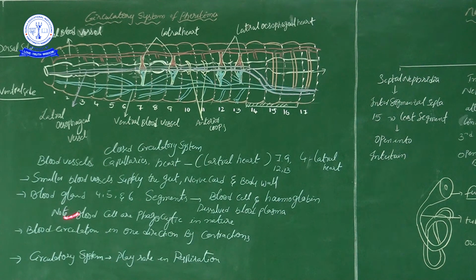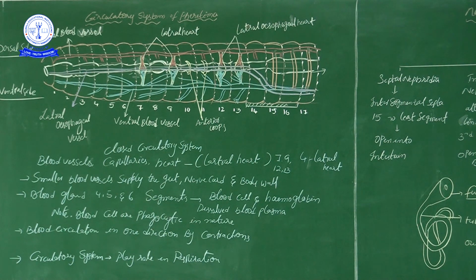These blood glands also play a significant role in phagocytic activity. I explained that, but the blood cells are not as prominent and distinct as RBC, WBC and platelets in human beings. The blood cells have different functions: one function is carrying oxygen, and one more function is phagocytosis.